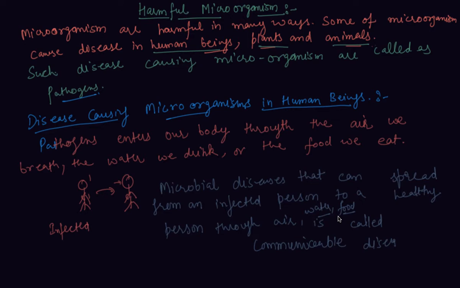There are also some insects and animals which act as carriers of disease causing microbes. These carriers can be, for example, the female mosquito. Let's see how it occurs. If this person is diseased and a mosquito or fly bites him and then bites a normal person, in this way it can make the healthy person a diseased one. So these are some carriers of communicable diseases.